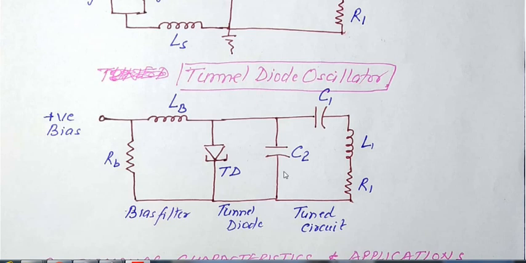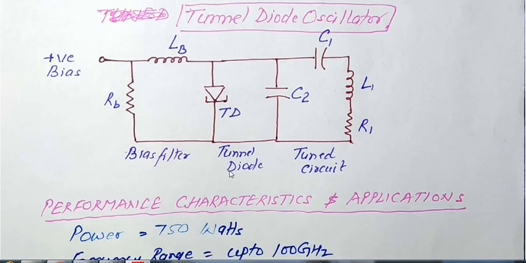Further, the DC bias applied to the diode should not interfere with the tuned circuit as already mentioned. Since coupling with the help of a circulator is quite extensive and complicated, a simple bias filter which avoids the circulator is often used. So this is how this tunnel diode is going to act as an oscillator.